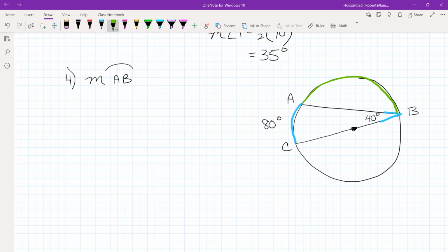And since BC is a diameter, then the top half of this circle is a semicircle. So the measure of AB is going to be equal to 180, which is the measure of the semicircle, minus the blue portion, which is 80. So the measure of arc AB is equal to 180 minus 80, which is 100 degrees.